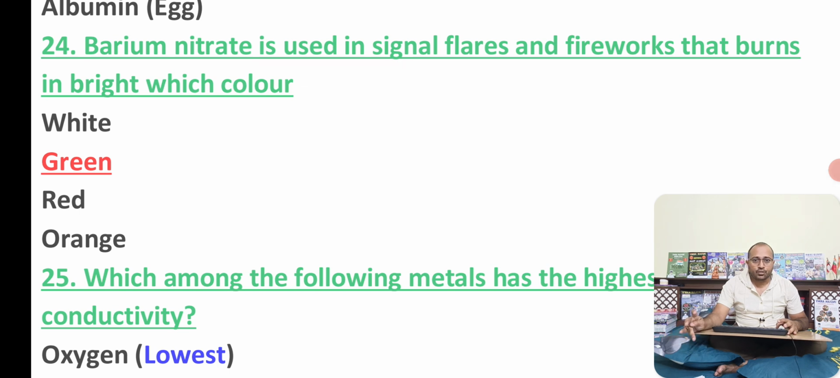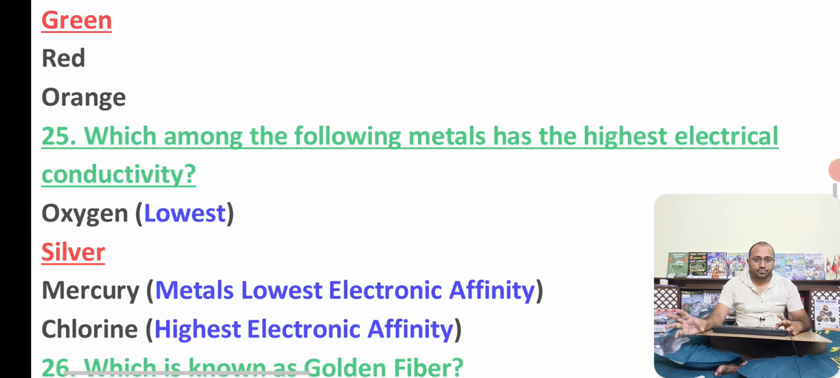Barium nitrate is used in signal flares and fireworks that burn brightly. You know about barium nitrate, it gives a green flame in the crackers. So it gives a green flame.